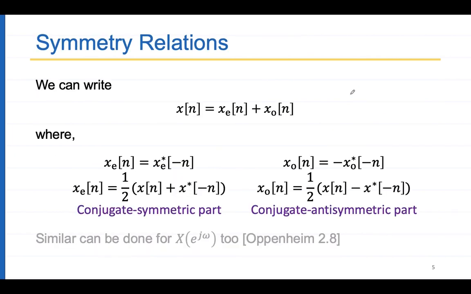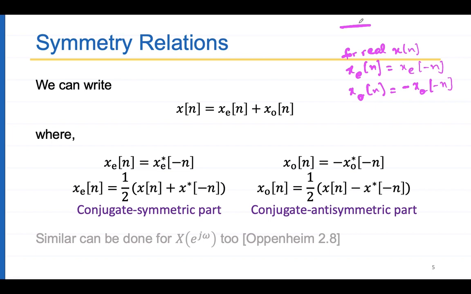Okay, now some new terms: conjugate symmetric and conjugate antisymmetric. All of you know that any signal x[n], if it is real, can be decomposed into two parts, the even part and the odd part, right? The even part is such that x_e[n] = x_e[-n], and x_o[n] = -x_o[-n]. Remember, this is for real x only.